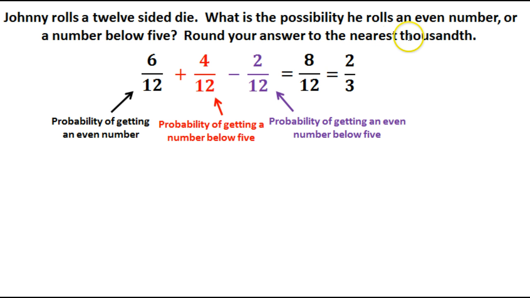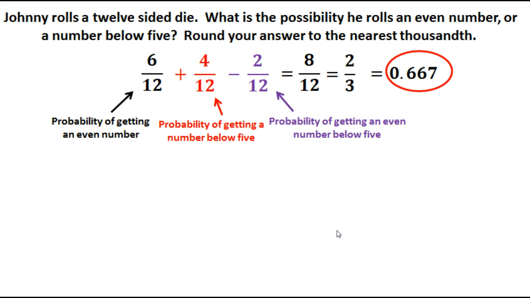Now, if it did not specify, then we could just leave it as 2/3. This one did ask us to round it to the nearest thousandth, indicating that we do need to convert it to a decimal, in which case it would be 0.667. Nearest thousandth is 3 decimal places. So that would be your answer on this one.